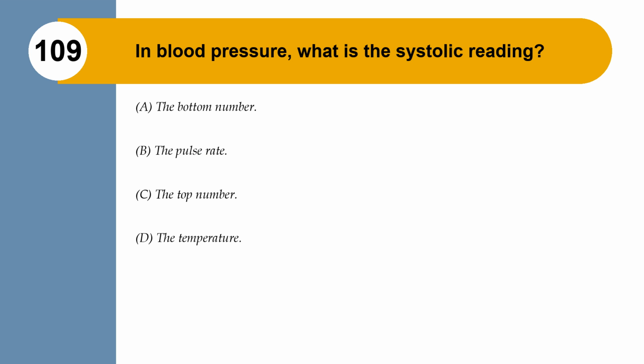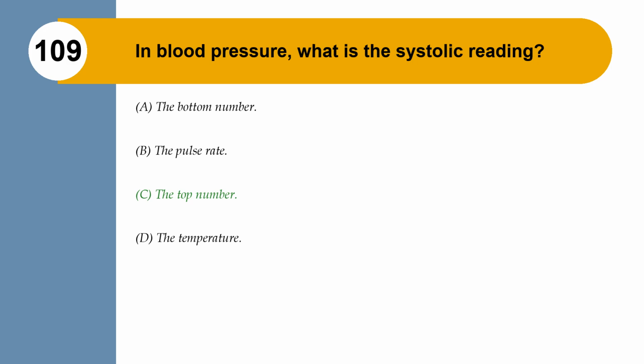Question 109. In blood pressure, what is the systolic reading? Option A, the bottom number. Option B, the pulse rate. Option C, the top number. Option D, the temperature.